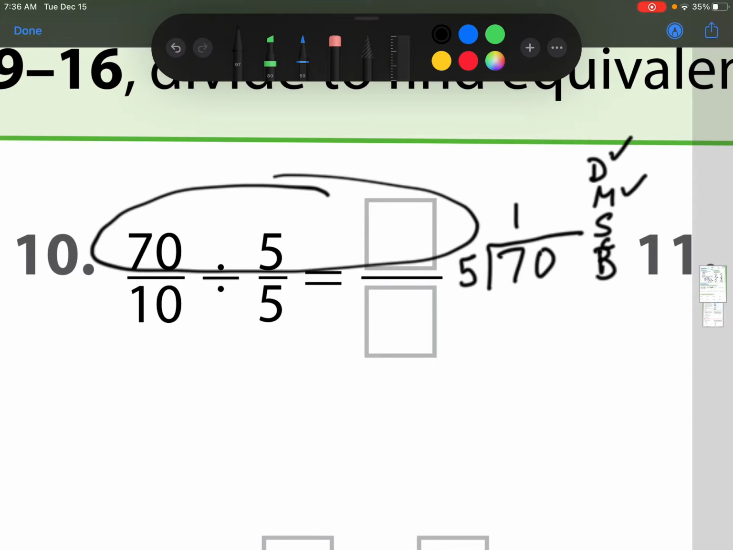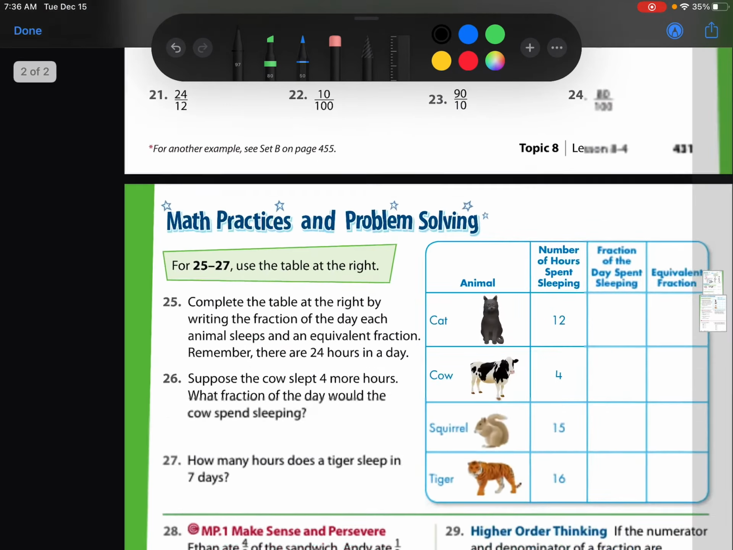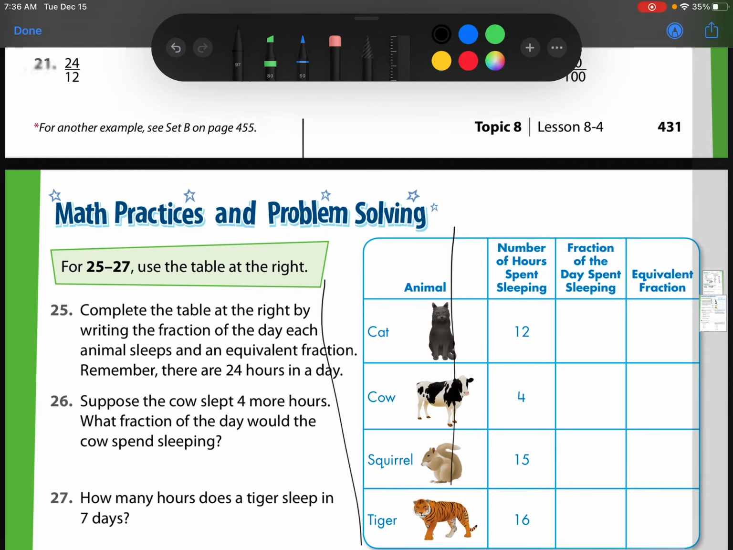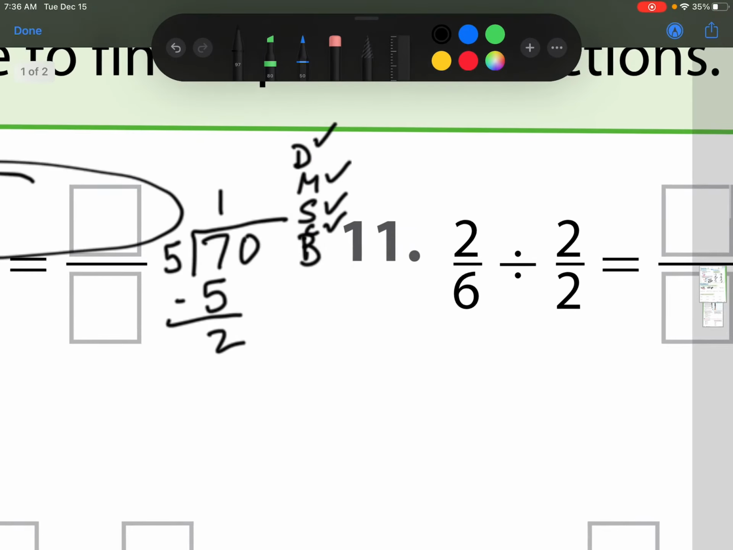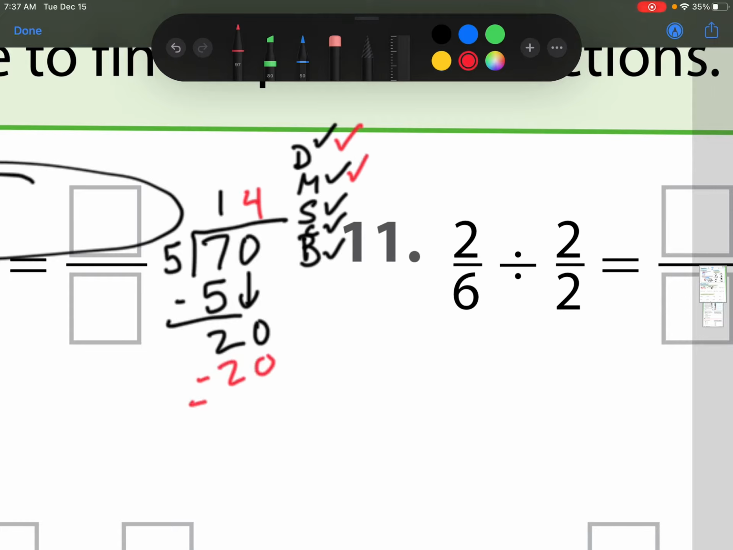Multiply, 5 times 1 is 5. Subtract, 7 minus 5 is 2. Check, 2 is less than 5. So now I can bring down. There we go. So I bring that 0 down, and I go back to the top and I divide. 5 goes into 20 4 times, so I write that number up top. Multiply, 5 times 4 is 20. Subtract. Check, 0 is less than 5. Bring down, there is nothing to bring down, so my answer is 14.